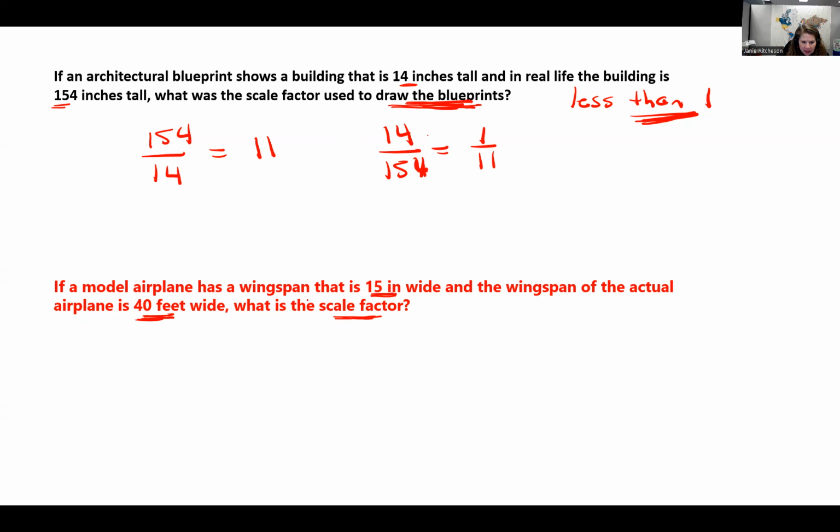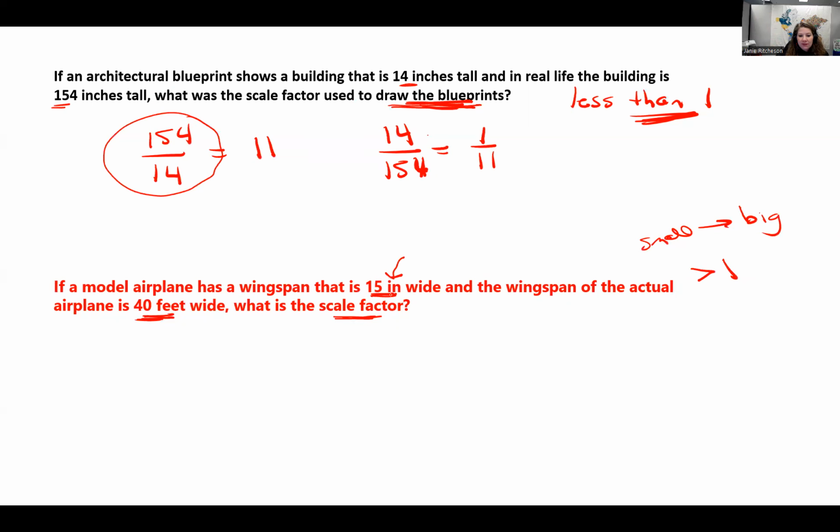So the model airplane has a wingspan of 15 inches and the wingspan of the actual plane is, so we're going to go from small to big. We want to know how much bigger the actual is than the small blueprint. Small to big means bigger or greater than 1 or 100%. So if we did 15 over 40, if we're going to just do a division problem like this, our units have to be the same.